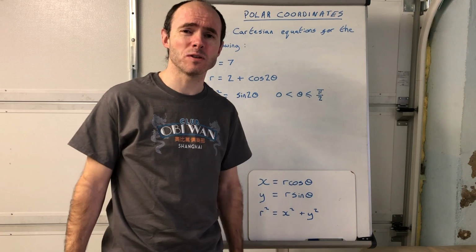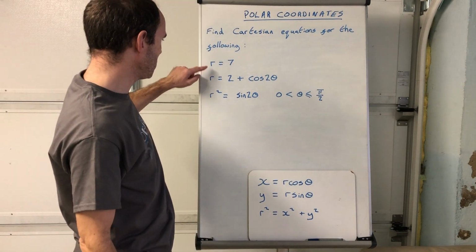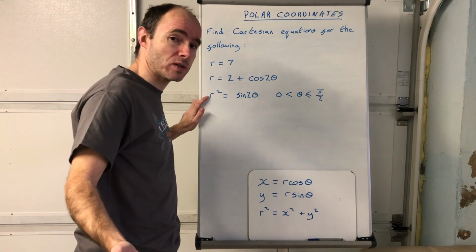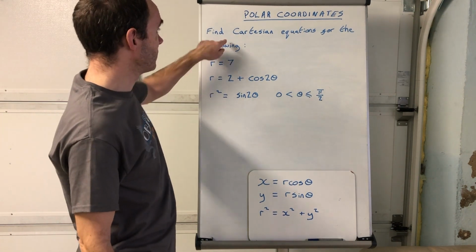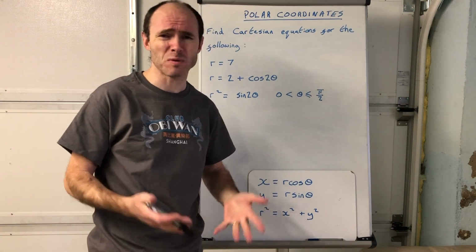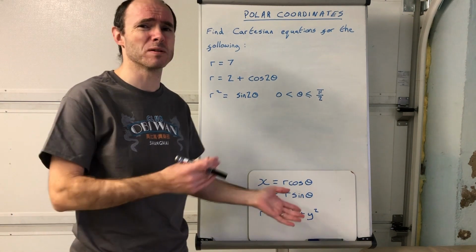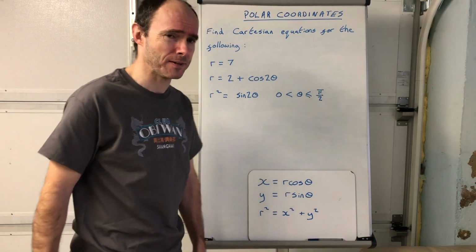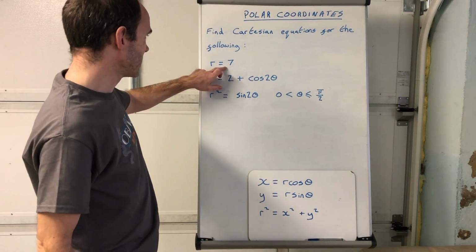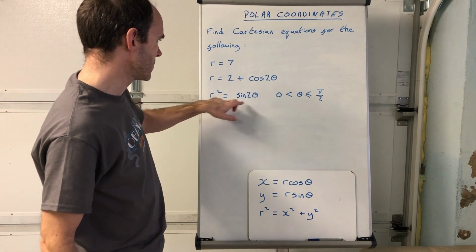Okay, next we're going to do some conversions with equations. So here I've given you 3 polar equations, okay, and we need to convert those into Cartesian equations because it's helpful, isn't it? Basically, it's helpful for a lot of reasons. Whether it's drawing graphs, solving equations, whatever, we need to be able to convert these things. Okay, so r equals 7, r equals 2 plus cos 2 theta and r squared equals sine 2 theta.